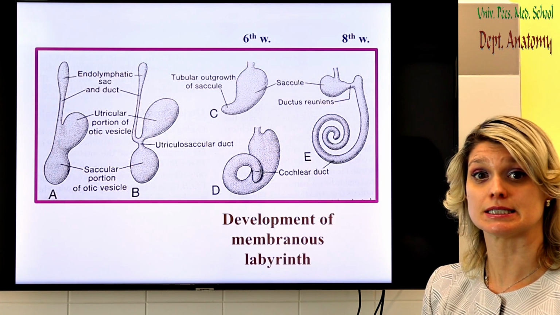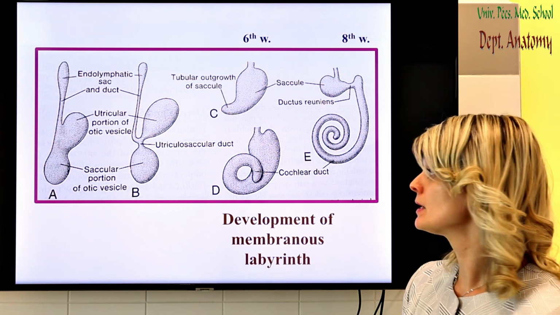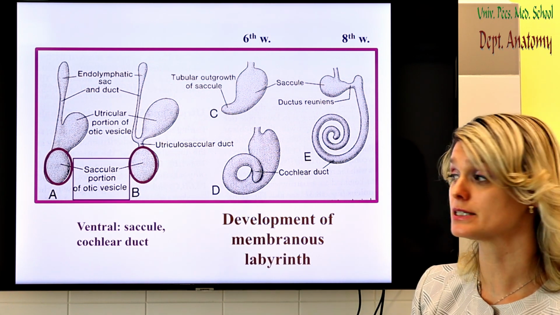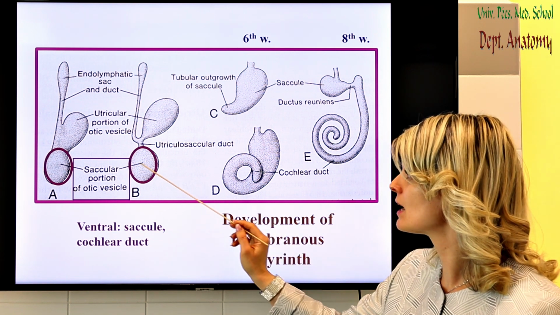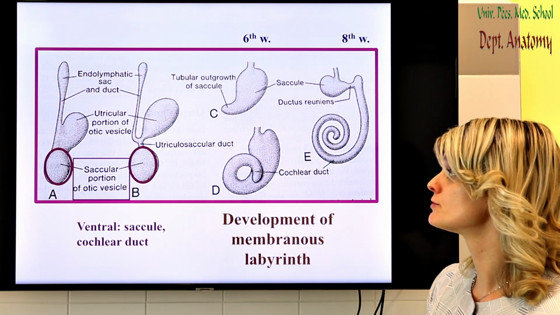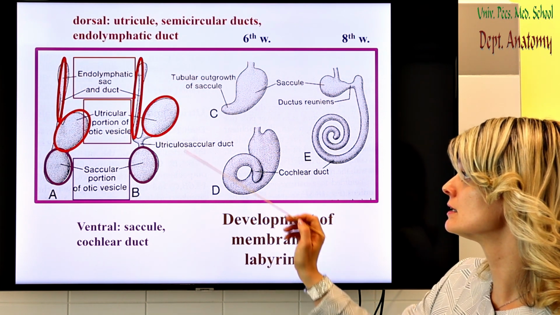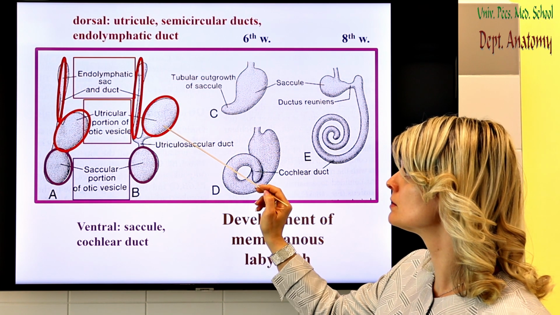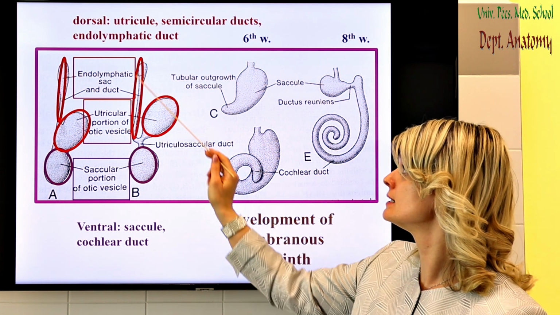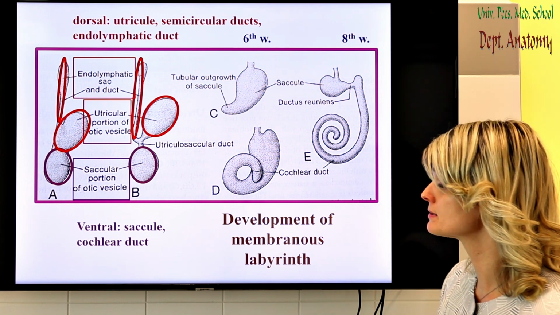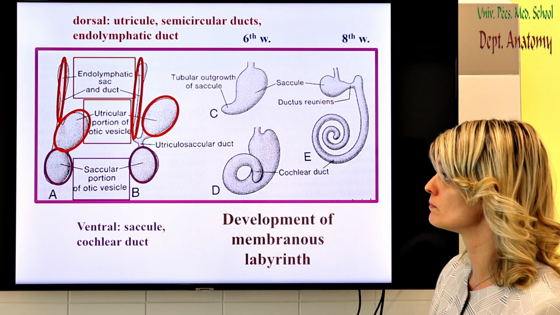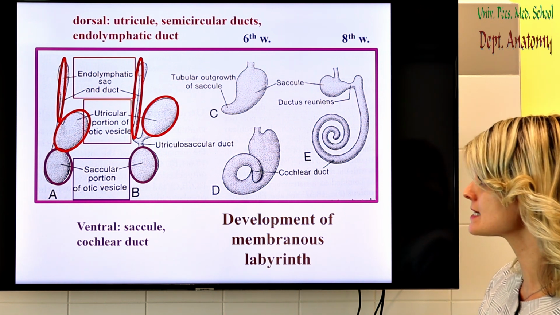So from this otic vesicle will develop the membranous part of the inner ear. We can divide it into 2 main parts. There you can see a ventral part. From the ventral part will develop the saccule and the cochlear duct. And from the dorsal part will originate the utricle, from the utricle the semicircular ducts, and the endolymphatic duct. So these are the main parts which will develop from this vesicle.